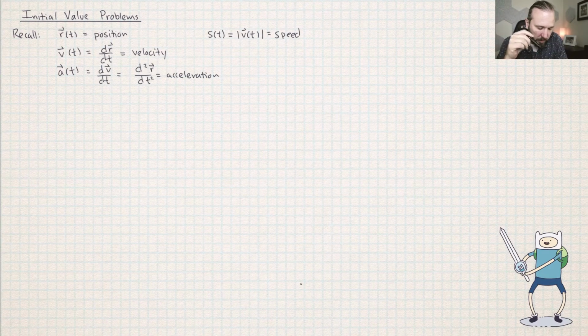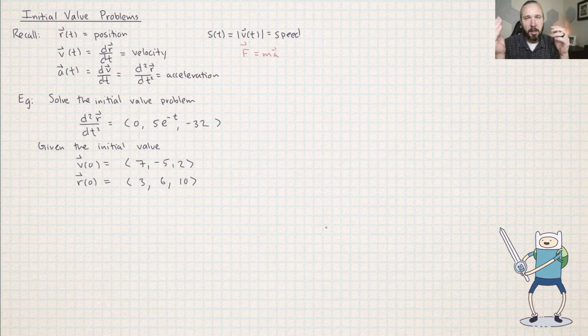Before we get started, I'd like to remind you of the letters that we usually use when we're describing the motion of a particle in space. Usually we use r of t as the position of the particle, v of t, which is the derivative of the position, as the velocity, and a of t, which is the second derivative of the position, as the acceleration.